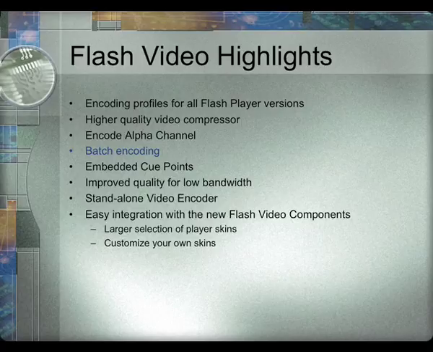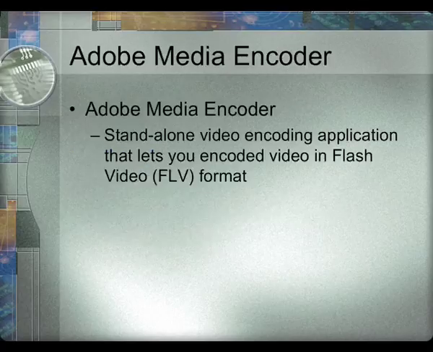Now, to encode your video, you have to have the video first. It has to be in uncompressed format, if you can get it uncompressed. What you do is you use the Adobe Media Encoder. It used to be called the Flash CS3 Video Encoder. Now it's known as the Adobe Media Encoder. You take that standalone video, and you use this encoding application. You encode that video in FLV format, Flash video format. It's really easy to use, very simple.